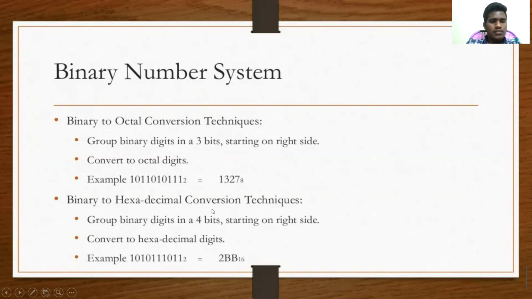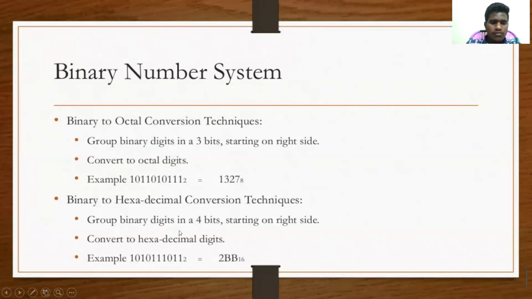Next, binary to hexadecimal conversion. This is also the same, but earlier we divided into groups of 3 bits, and here we have to divide into 4 bits. 1011, and 1011, and we have to divide each into 4 bits. So we'll get this 2BBB.